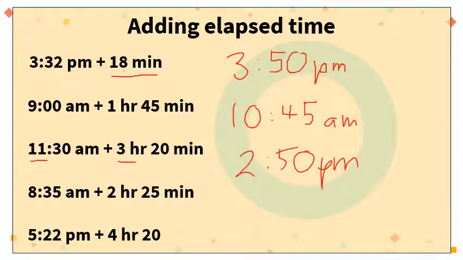All right. Second last one, we've got 8:35 a.m. plus 2 hours and 25 minutes. For this one, again, I'm going to add the hours together first. So 8 plus 2 is 10, so we're still in the AM, 10 a.m. And we're at 10:35. 35 plus 25 is actually 60. So I can't have 10 hours and 60 minutes. That just doesn't make sense. That's going to be 11 o'clock. We've got enough minutes to make another hour, so it's going to be 11 a.m.